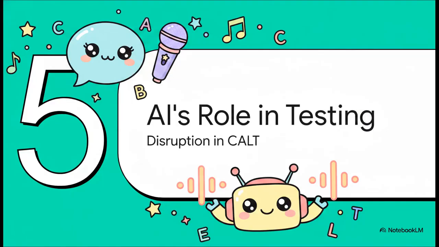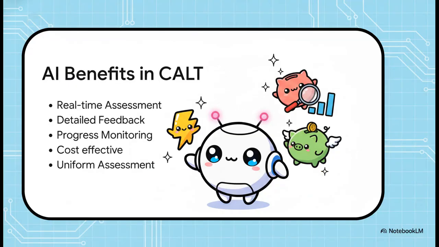And finally, Part 5, AI's role in testing. We are currently looking at a massive disruption via computer-assisted language testing, or CALT. AI is rapidly changing the landscape by offering benefits human teachers simply cannot match at scale. We're talking real-time assessment, instantaneous detailed feedback, and adaptive testing that literally changes difficulty based on the student's previous answer. It provides uniform, objective assessment across thousands of students simultaneously, and honestly, it does it very cost-effectively.